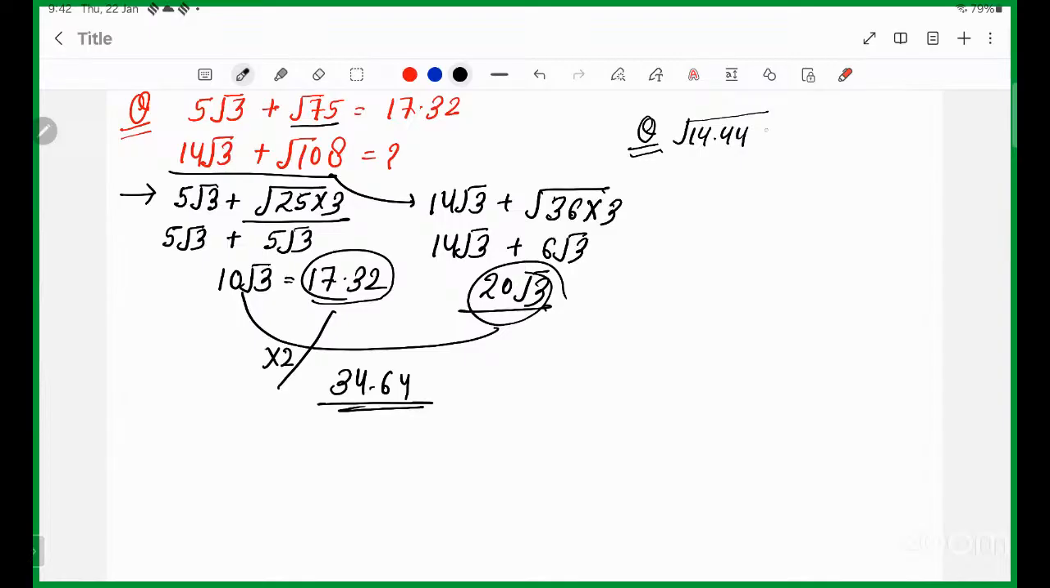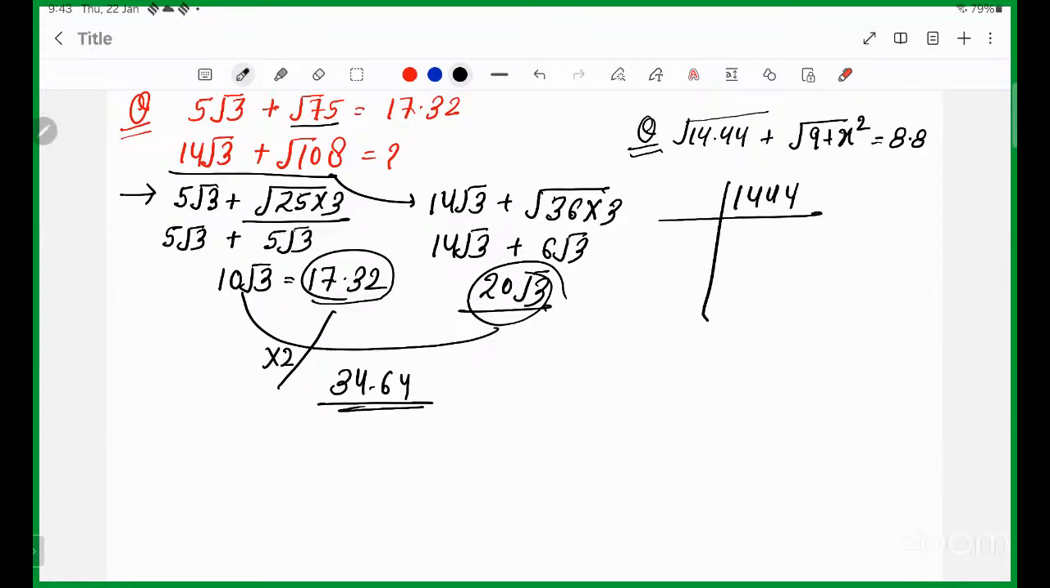14.44 plus the square root of 9 plus x square equals 8.8. Find the value of x. First, the square root of 14.44, and how to find the square root. One method is by prime factors and the other is basically the division method. You can find it by this method also.